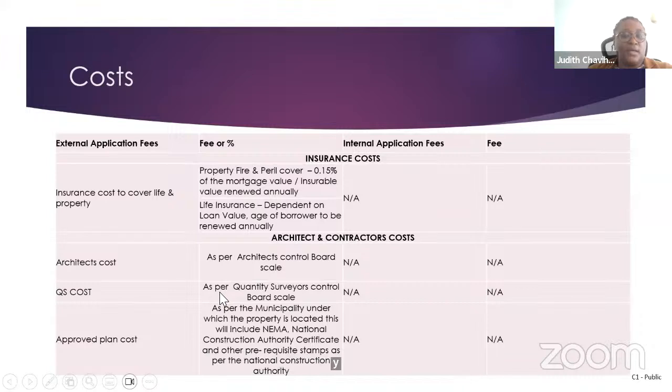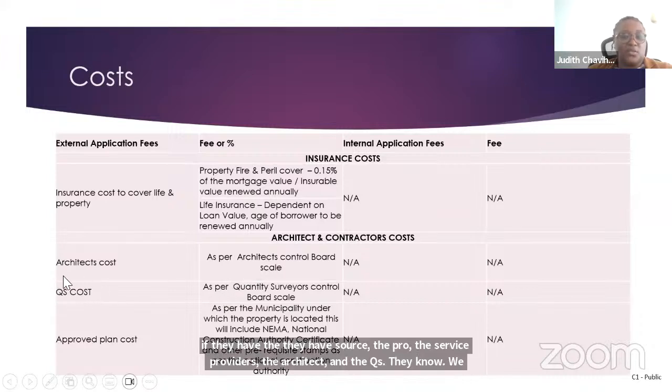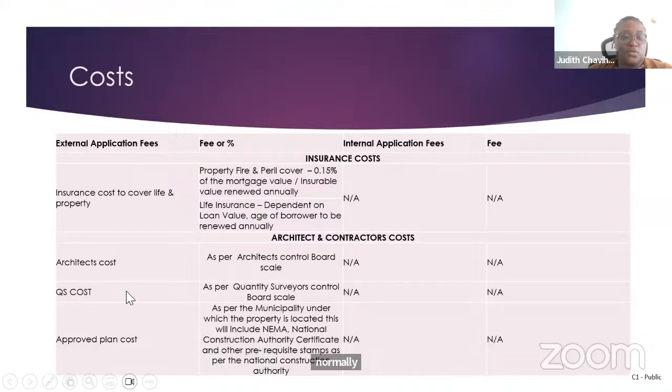We normally support in terms of negotiations, but the QS is normally internal, as I mentioned. So in case you find the cost a bit high, we normally discuss and negotiate. So these costs can be discussed, but there are some that cannot be discussed, like the stamp duty. Those are the costs that cannot be varied, especially the cost that goes to the government. That's definitely a standard, so those cannot be discussed.